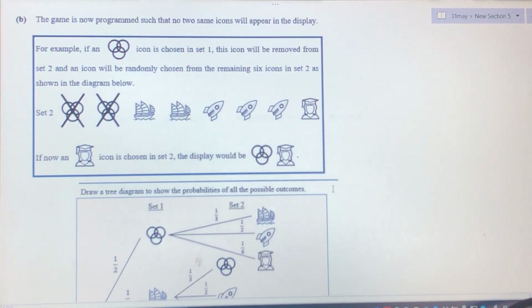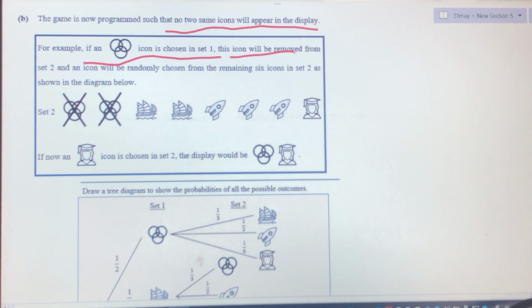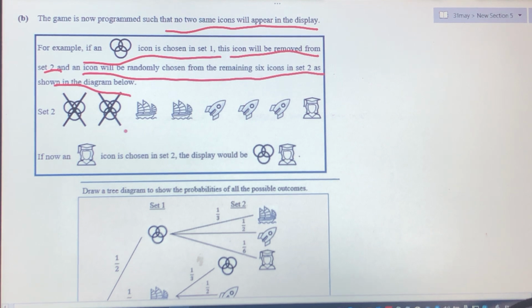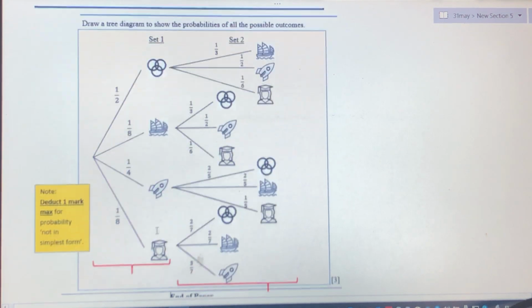Okay, now the second part is they go and reprogram the thing. No two same icons will appear in the display. What are they talking about? For example, they give an example. If this is chosen in set 1, this will be removed from set 2. Then the icon will be randomly chosen from the remaining 6 icons as shown in the diagram below. You clear? So this is an example for you. Now they want you to draw the tree diagram to show the probability. So this is it lor.